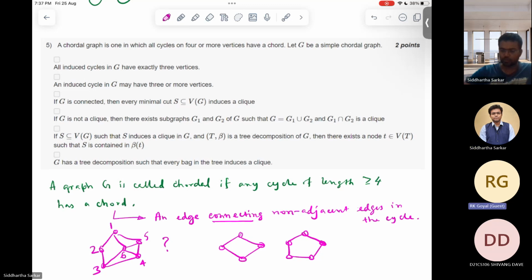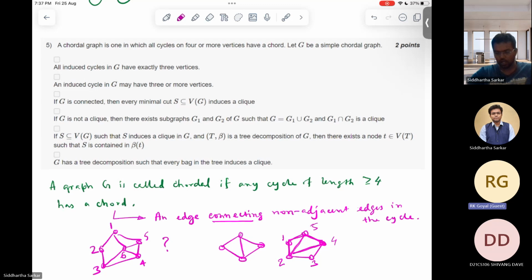So for example, if you have a C5, let us say I name it 1, 2, 3, 4, 5. Here 4 and 2 are non-adjacent, so it cannot be lying unconnected. There must be an edge between 4 and 2. But that does not make this graph chordal because again, there is a cycle on 4 vertices, 1, 2, 4, 5, and 2 and 5 are non-adjacent. Once you draw this edge between 2 and 5, now this has become chordal. So basically you are triangulating.